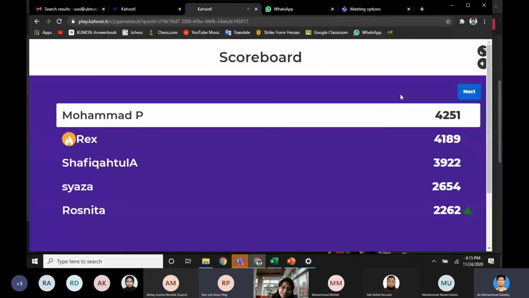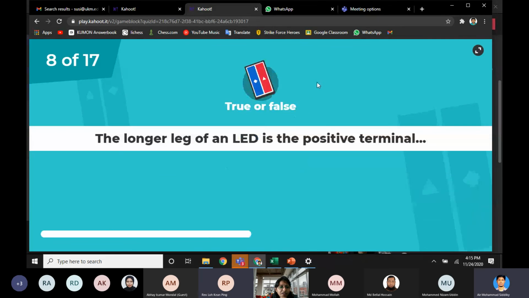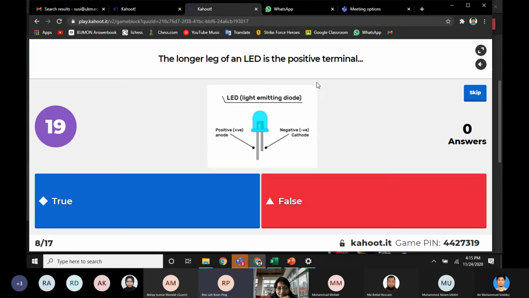Pomad, Rex, Shafika, Shaza, Rosnita, coming up from somewhere. Okay, still many questions. Number 8, true or false? The longer leg of an LED is the positive terminal. True or false? Really? False.